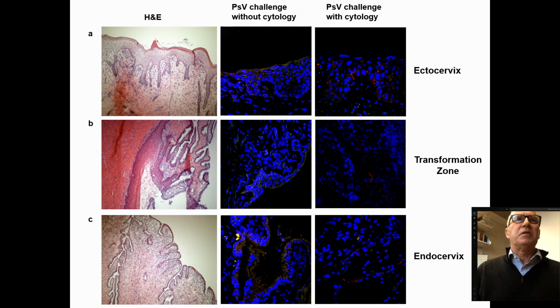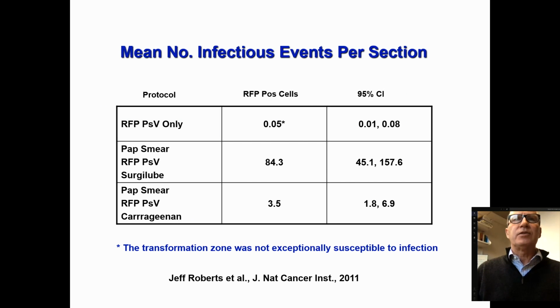And this is just the actual data, H&E of the ectocervix, transformation zone, and endocervix. I hope you can appreciate in red that there are these infected cells in the presence of challenge after cytology, but not without cytology. Next slide. And these are the numbers, and the results were not subtle.